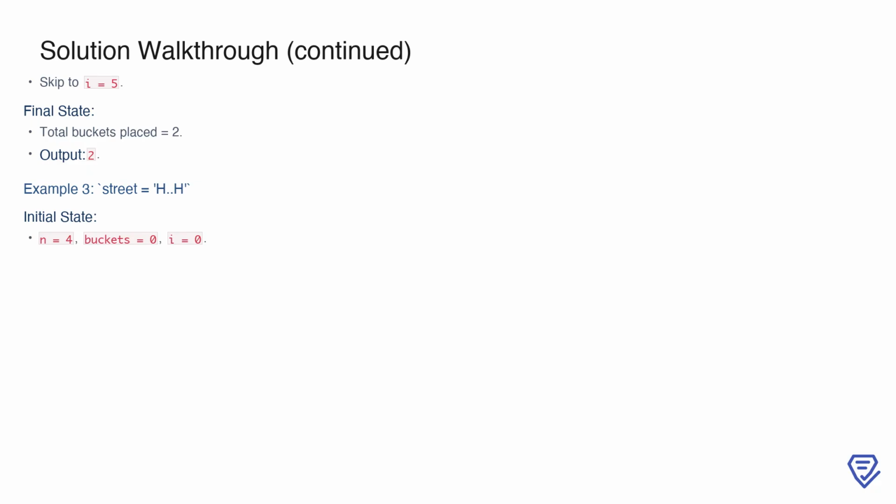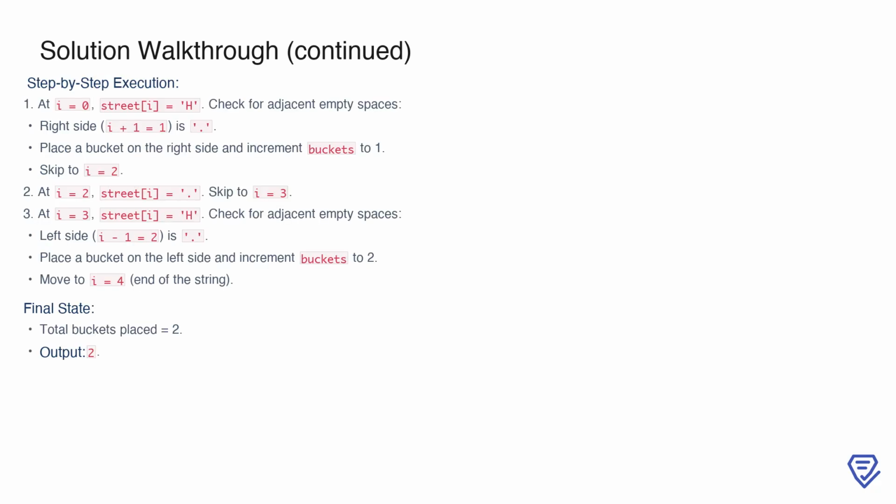redundant coverage. At I equals 2, we encounter an empty space, so we skip ahead to I equals 3. Here, we find another house. Checking its adjacent spaces, the left side at I minus 1 equals 2 is an empty space. We place a bucket there, incrementing the bucket count to 2. At this point, we move to I equals 4, which is beyond the end of the string. With all houses covered, the final state indicates that 2 buckets were placed. The output for this example is 2.